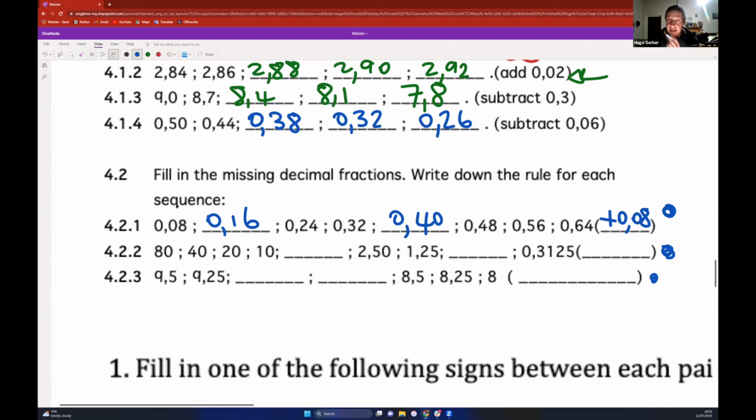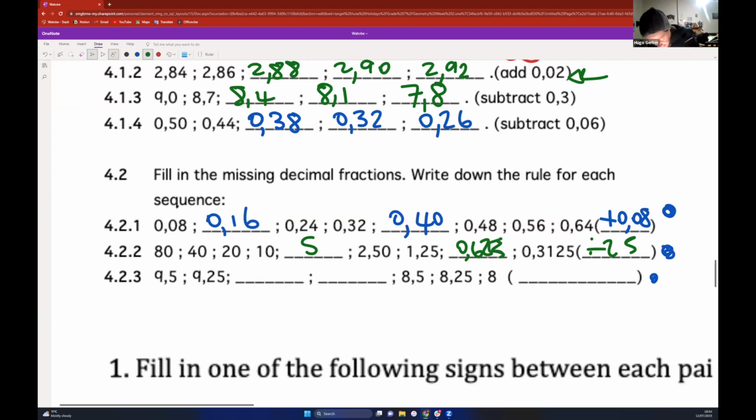All right. Katlego, you are ready to help me with 4.2.2. Am I right? Yes, sir. Okay, let's do this. Give me your answers. After 10, it's going to be 5. Okay. After 1.25, it's going to be 0.625. And the rule is to divide by 2. Well done. You did very, very well.